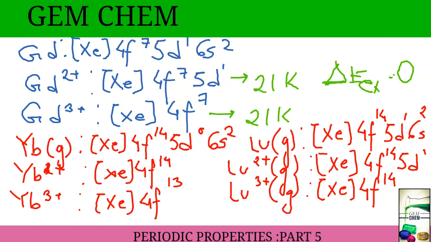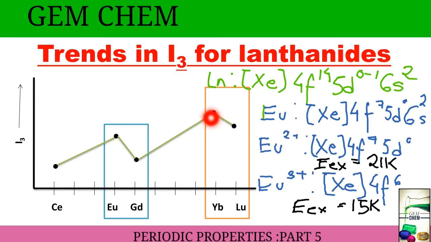exchange energy for this one is 42K, for the next one is 36K. So there is a net change of 6K, but for this configuration, for both cases 42K, and for this it is also 42K. So there is no net change in the exchange energy value. So this is the reason for the anomaly to occur here.